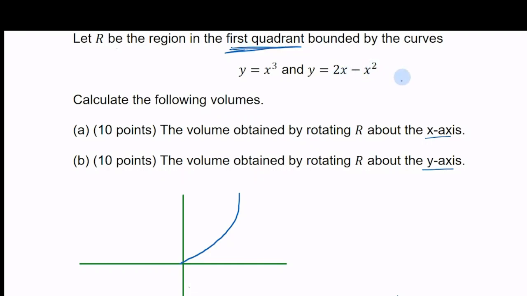2x minus x squared should be a quadratic that looks like this. We can accurately plot this by first finding the x-intercepts. So if we go ahead and set this equal to 0 and factor this, we get x times (2 minus x). So either x is equal to 0 or x is equal to 2. So we know we have one intercept here, and we're going to have another intercept here, and then we're going to have a quadratic that goes through this.